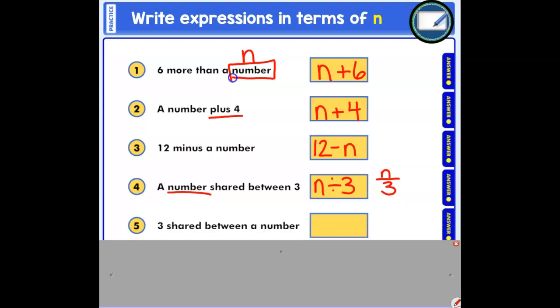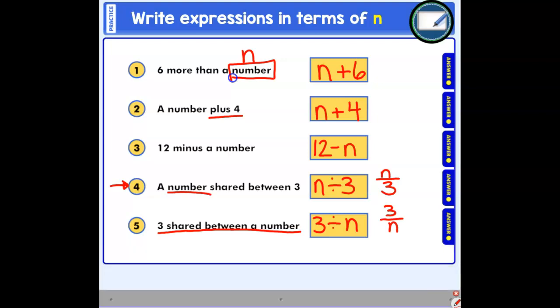3 shared between a number. This one's very similar to number 4, but the order of the words changed. So we have to think about how we would reflect 3 shared between a number when we write it. Well, I have to start with my 3 because it says 3. The 3 is going to be shared between a number, then the n would have to go next. Or if I wrote it as a fraction, 3 divided by n.